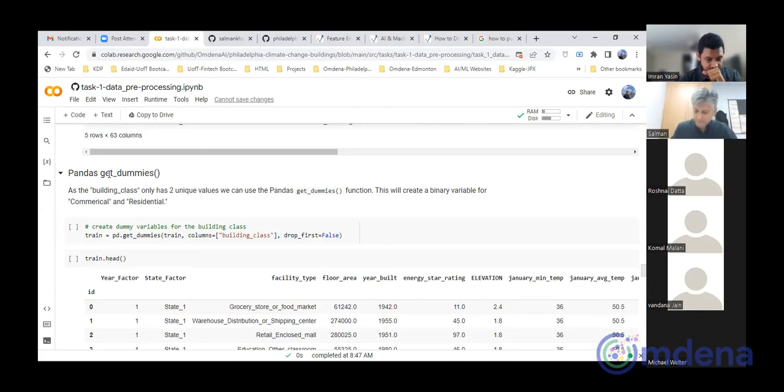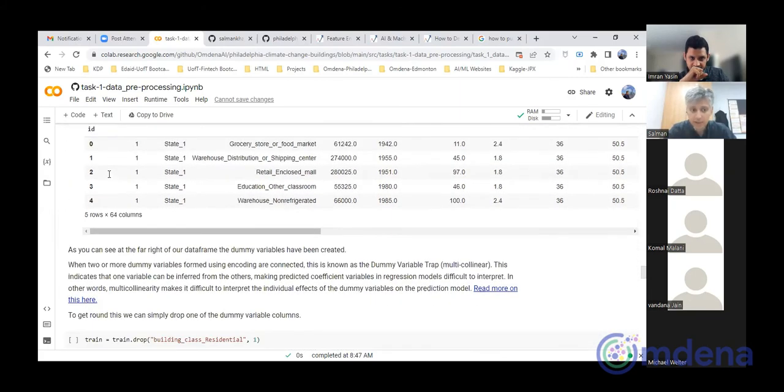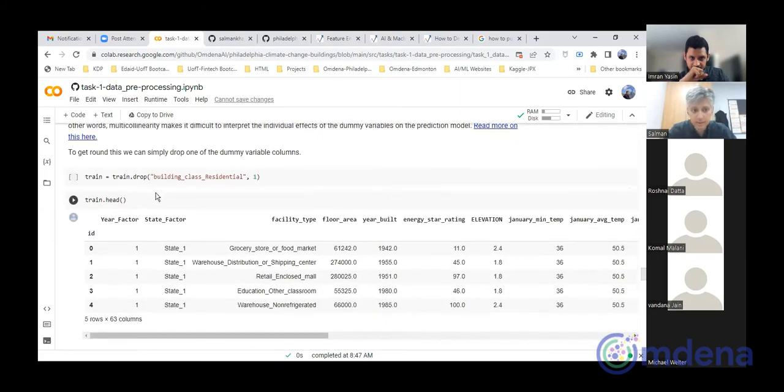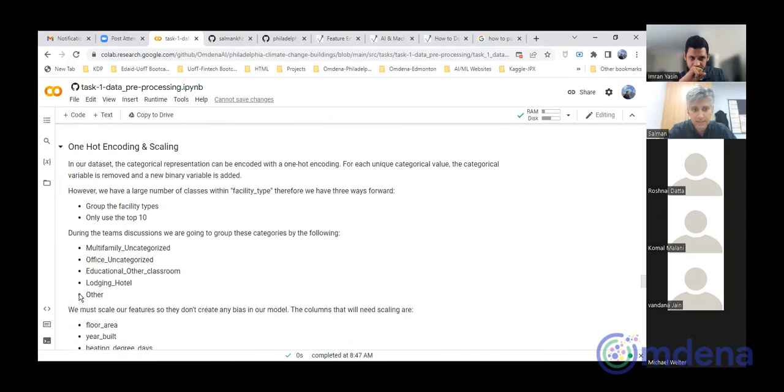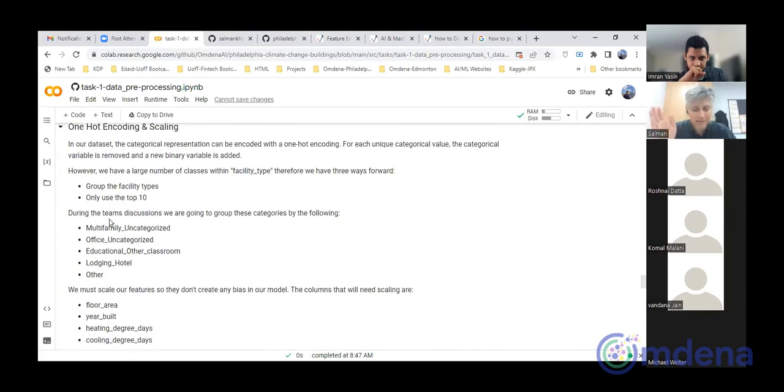So this one was done for building class because they had only 2 values, right? Pandas dummies. Yes. I'm asking about the state factor. What was done there? We did the pandas dummy for that as well. So it is the same one-hot encoding. One-hot encoding and pd.get_dummies are one and the same thing. They are exactly the same. Just one-hot encoding is from sklearn, and pd.get_dummies is from pandas. Otherwise they do exactly the same stuff.